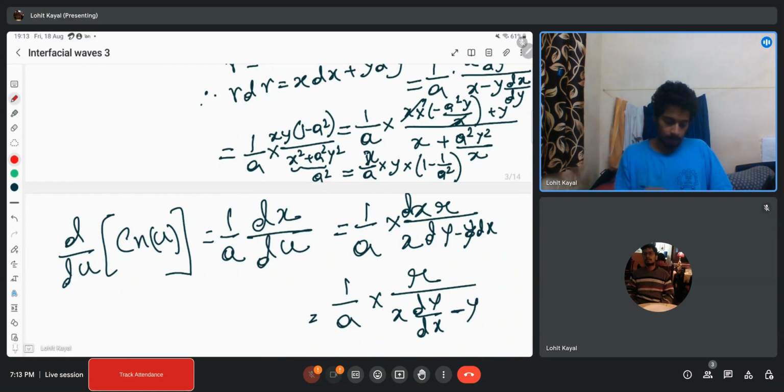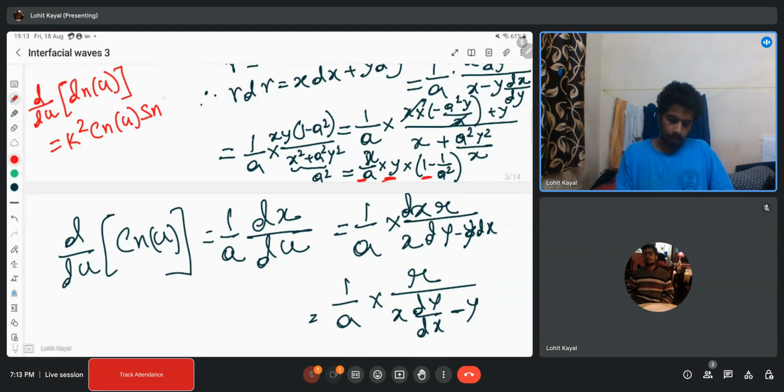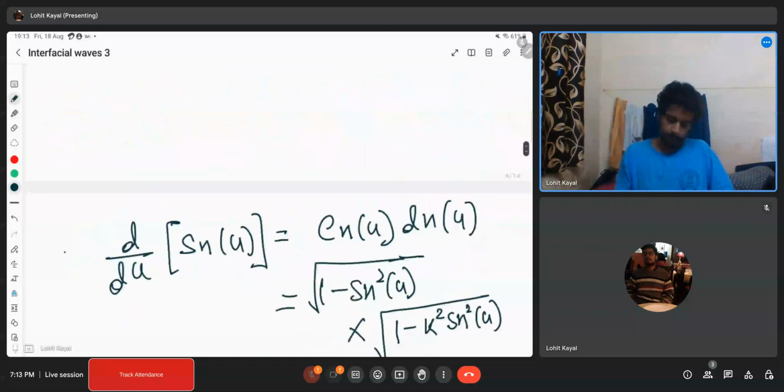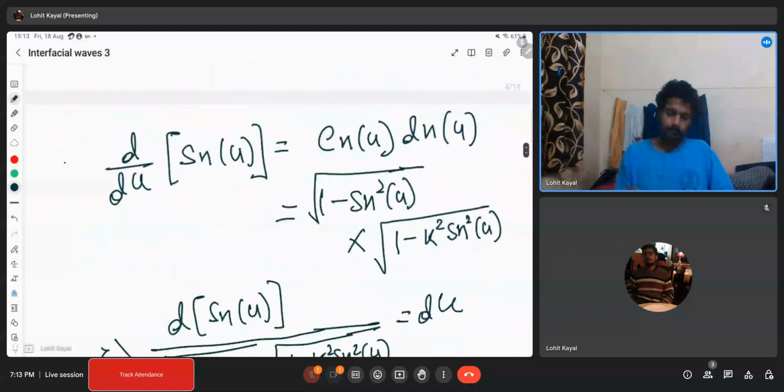So you can see that this is cn(u), this is sn(u), and this is k squared. So d/du of dn(u) equals k squared cn(u) sn(u), right? Okay.